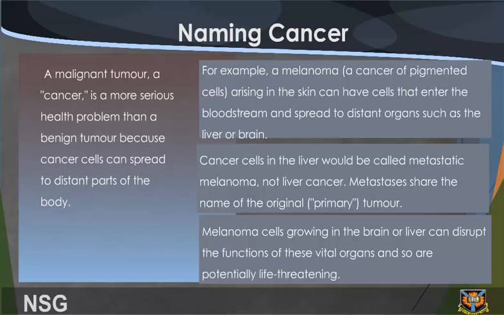Cancer cells in the liver would be called metastatic melanoma, not liver cancer. Metastases share the name of the original primary tumor. Melanoma cells growing in the brain or liver can disrupt the functions of this vital organ and so are potentially life-threatening.